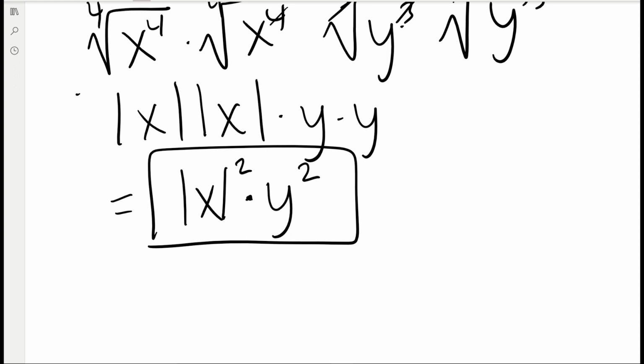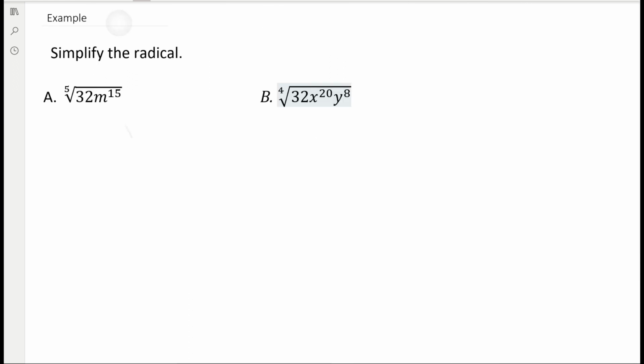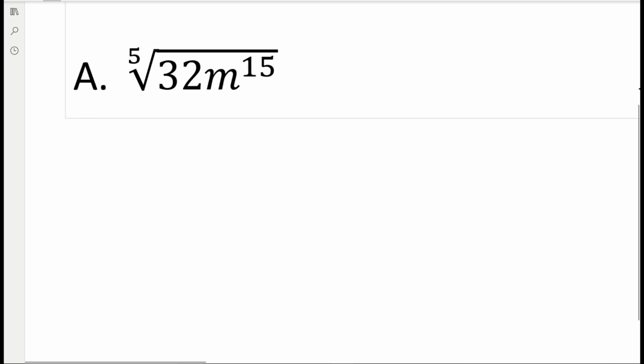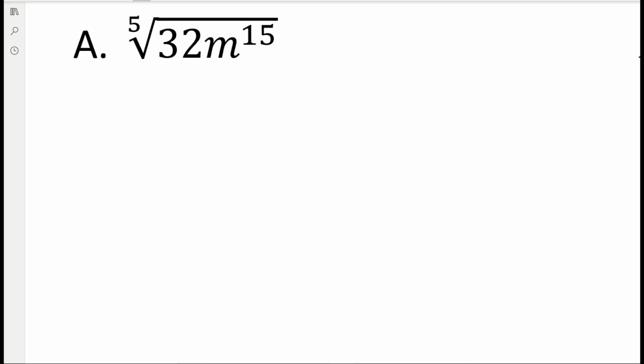So let's do more examples like this. So let's go ahead and simplify the radicals. So if we wanted to do the first radical, well, we have fifth root of 32m to the 15th. So let's kind of split this up into two separate things here. Let's go ahead and split the 32 up first. We know that the 32 can factor, right? So the 32 can factor into 2 times 16.